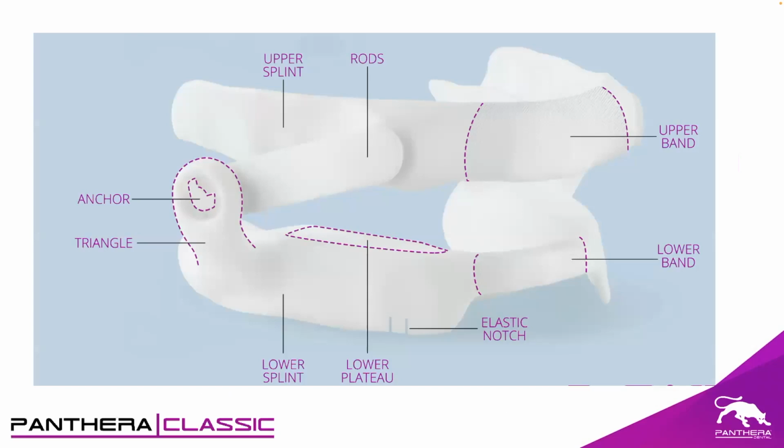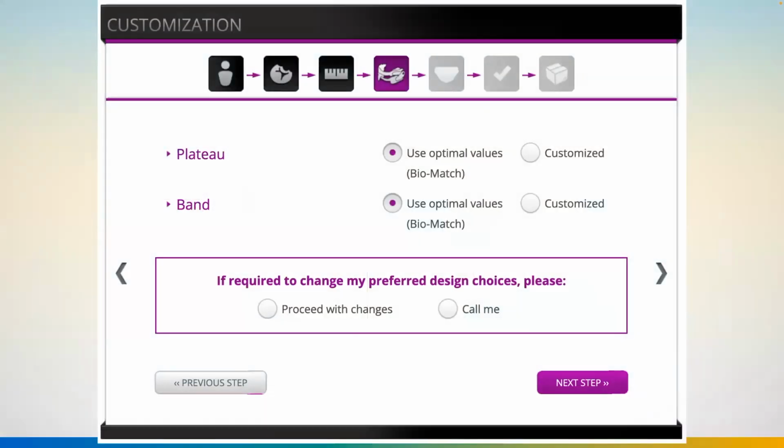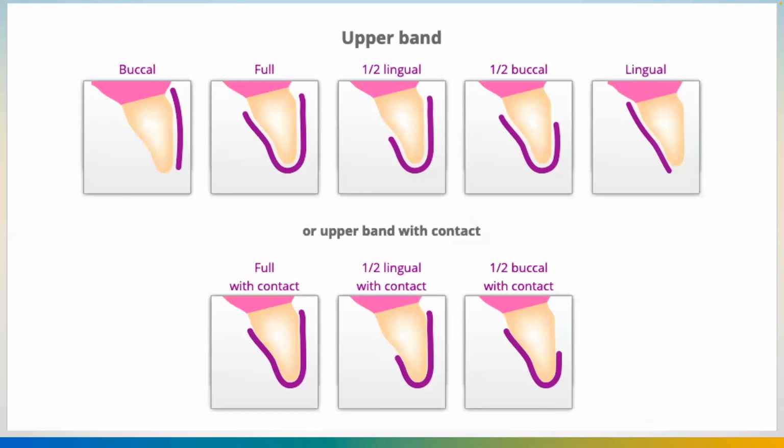So again, when we're talking about pull appliances, as the rods get shorter, we're titrating them more forward. And then we have different bands and different plateaus, and we're going to get into that here. If you need to customize this in a particular way, Panthera gives you that opportunity. On their prescription form, you click customize with plateau or band. I say it's going to open Pandora's box. You're going to see all of these different options, and they're there for a reason, in case the patient needs them.